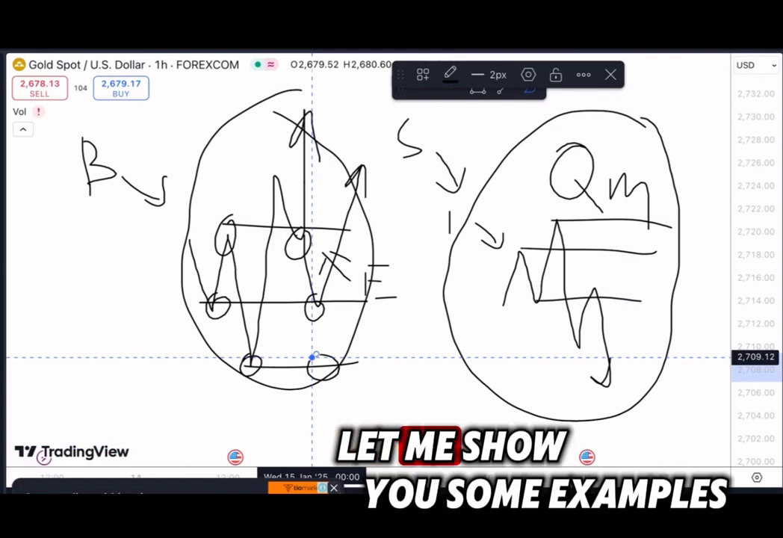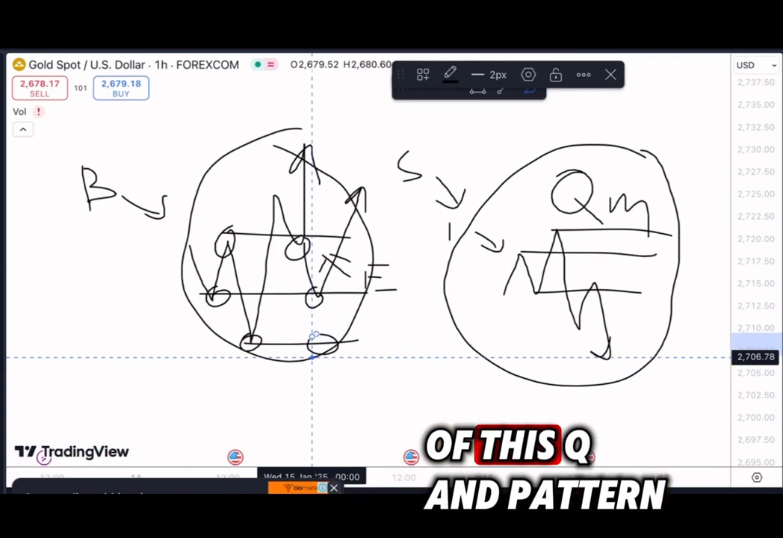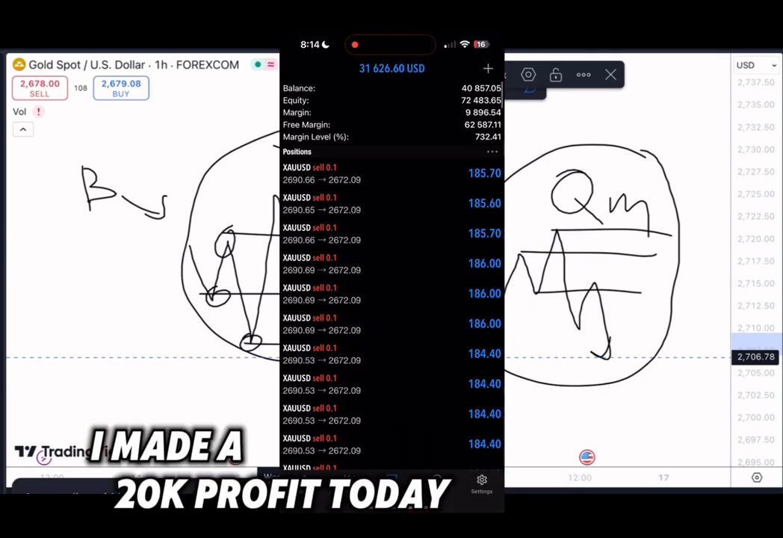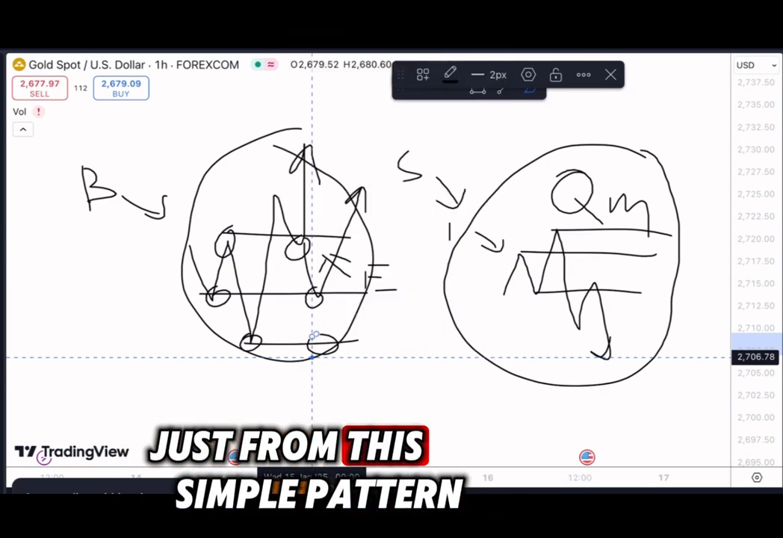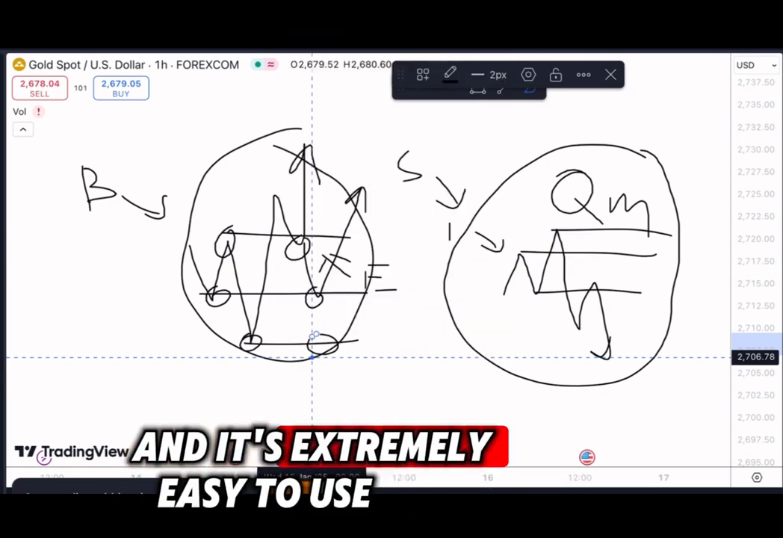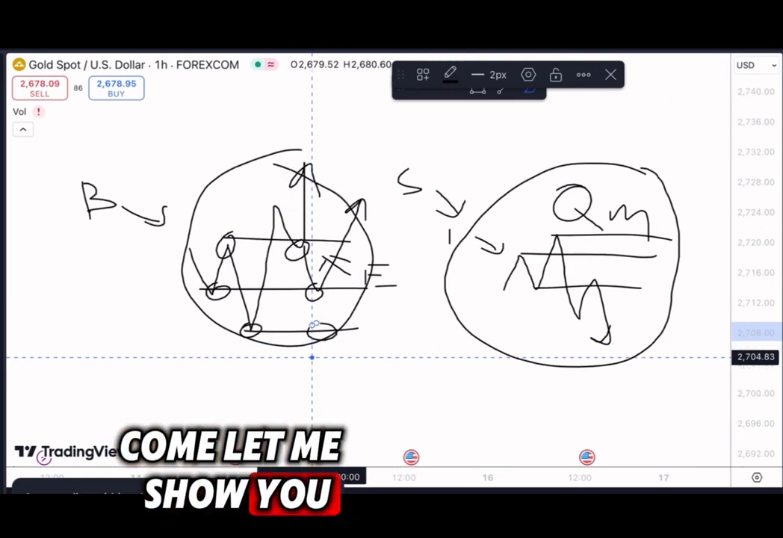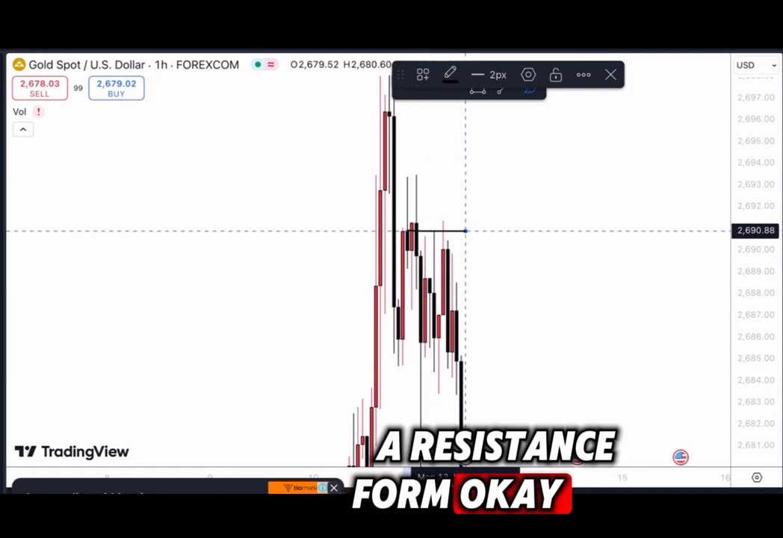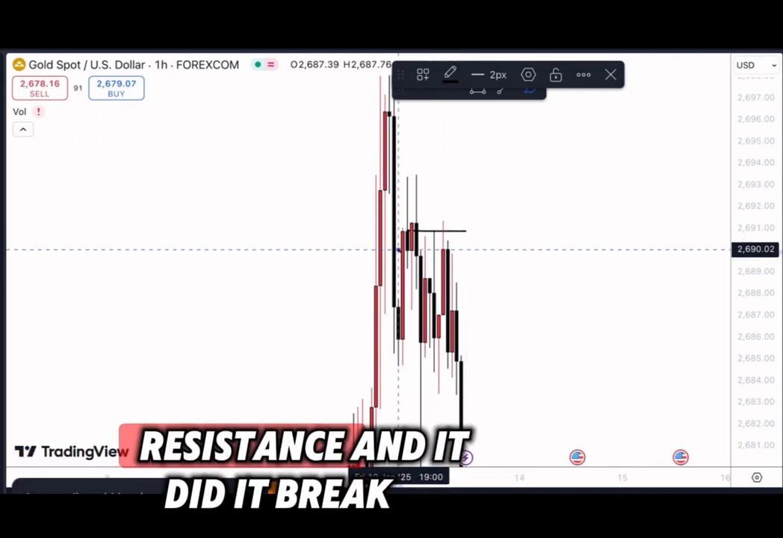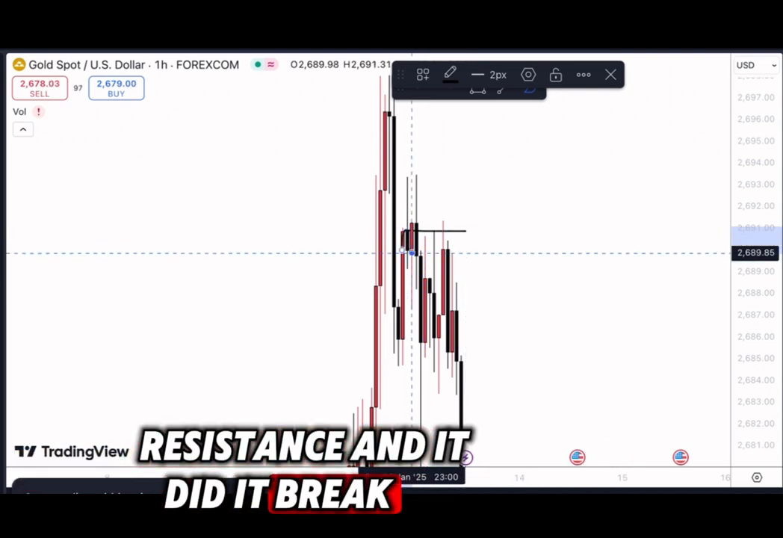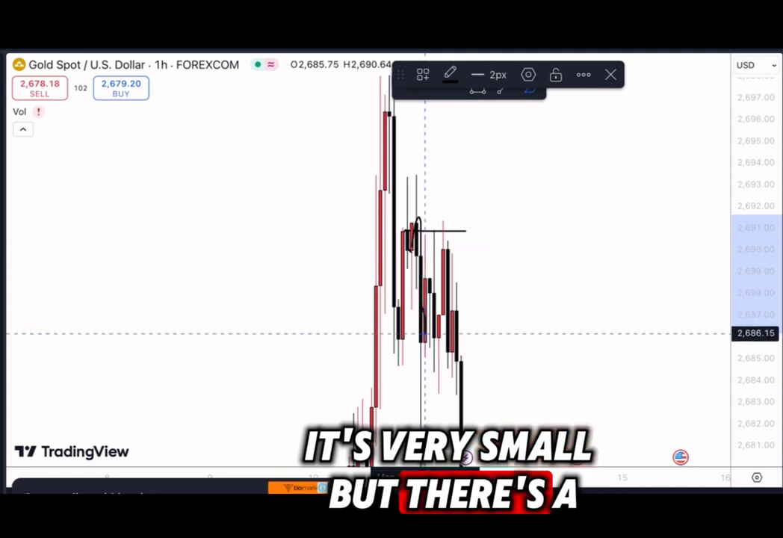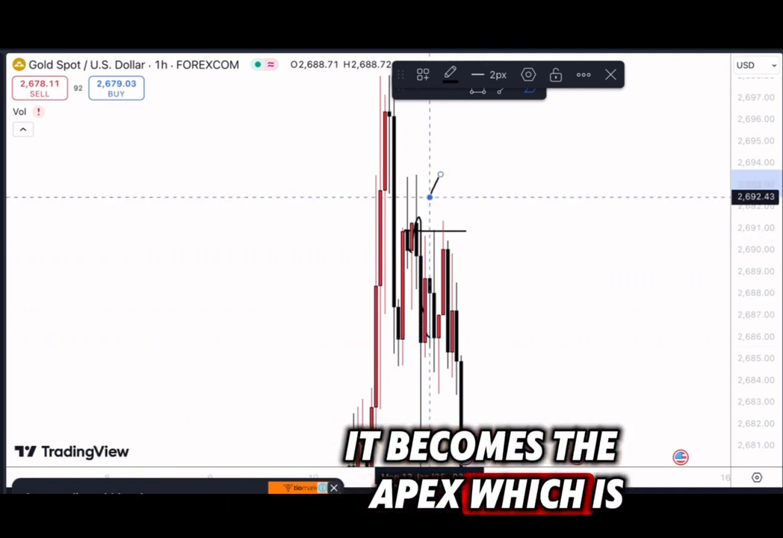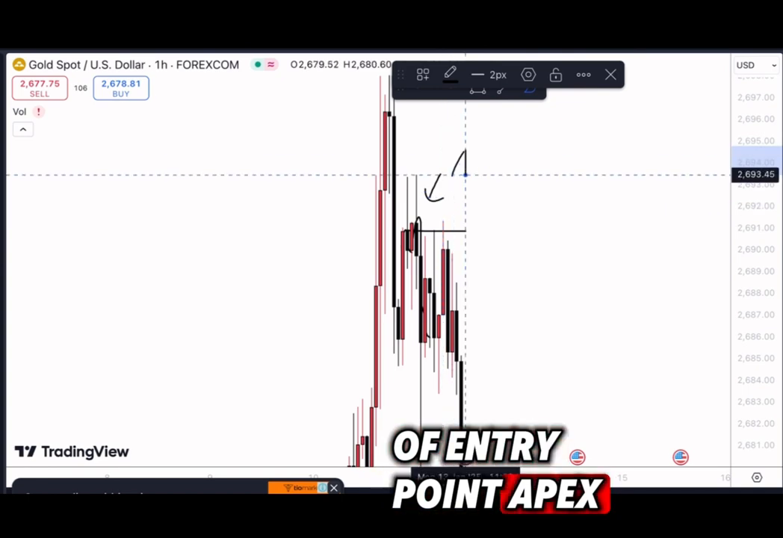So now let me show you some examples of this QM pattern. Literally just now I used it to flip my account. I made 20k profit today just from this simple pattern, and it's extremely easy to use. Come, let me show you. What do we have? We have a resistance formed. Did it break? Yes, it did. It's very small, but there is a breakout. Once there's a resistance break, it becomes the apex, which is the entry point.